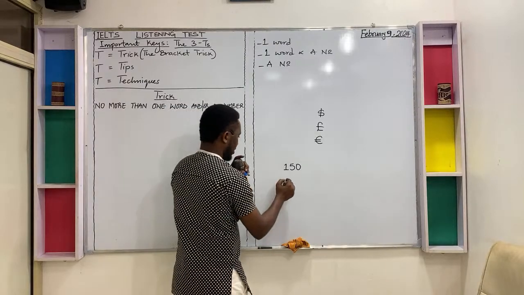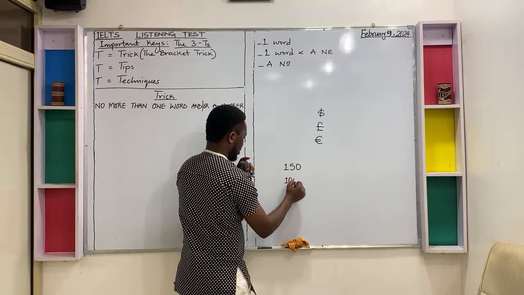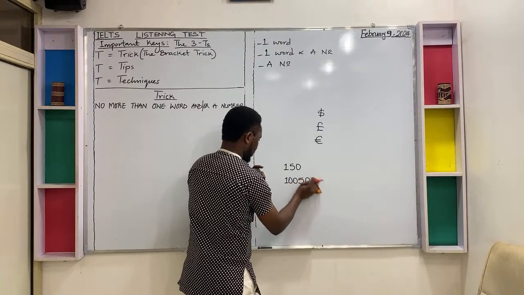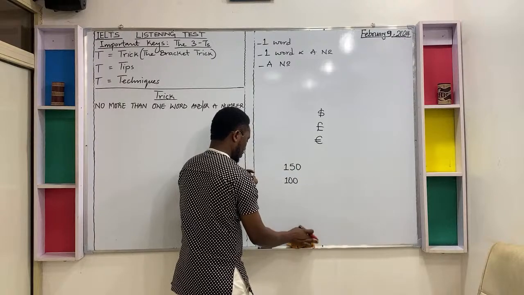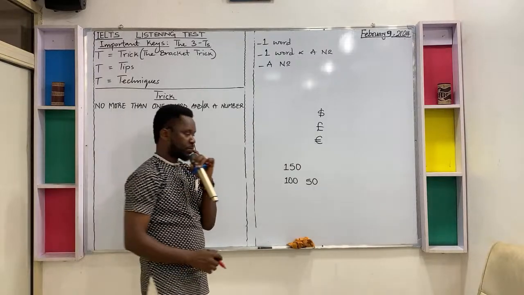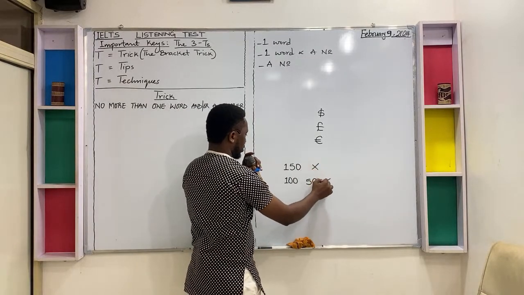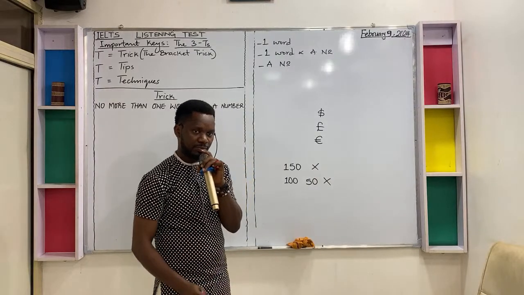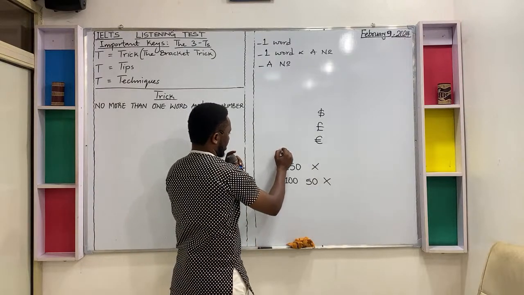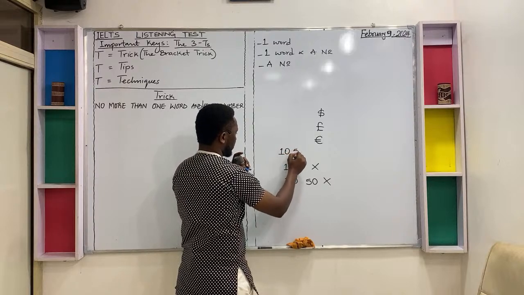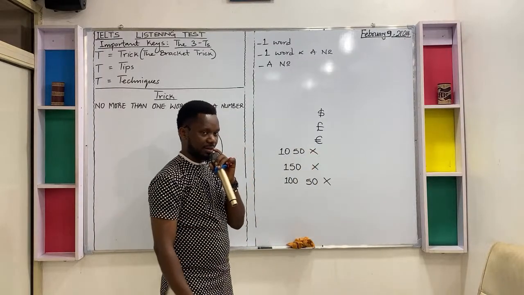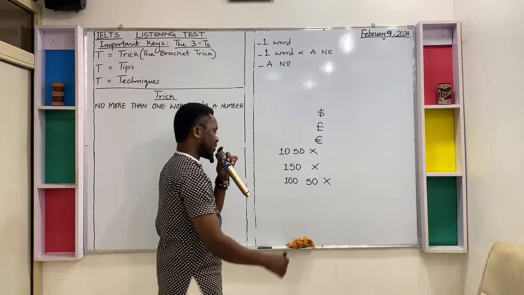150. 100. Yeah, then 50. No. There should be a space in between. This way, right? Alright, so this is incorrect. This is also incorrect. How do you say 1, 0, and 50? 1, 0, then 50. This is also incorrect.